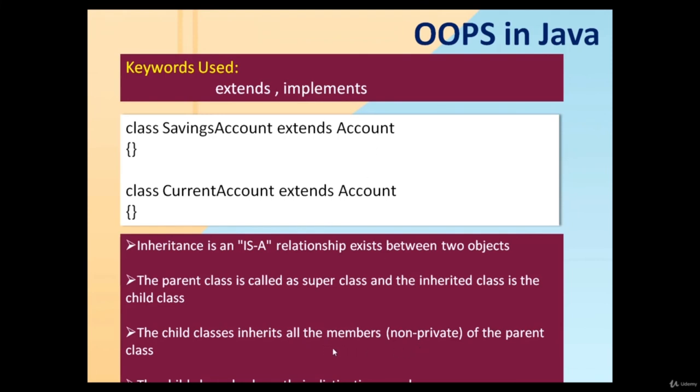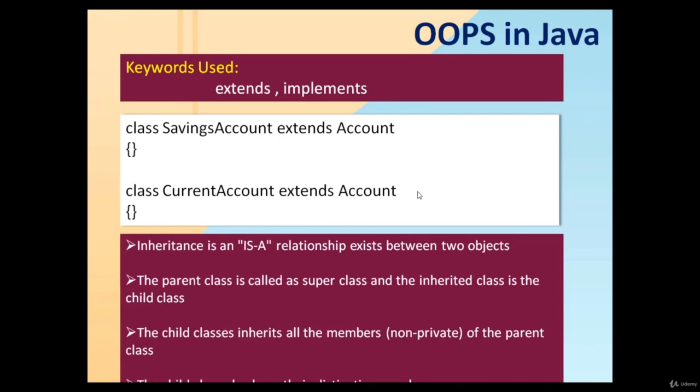The child classes inherit all the non-private members. If a member is private, it is specific to that parent class only. The child class also has its own distinctive members. What are the distinctive members of the savings account? Interest, and method-wise, calculate interest. For the current account, number of transactions, service charge, calculate service charge, whatever it is. Those are the distinctive members of the child class.